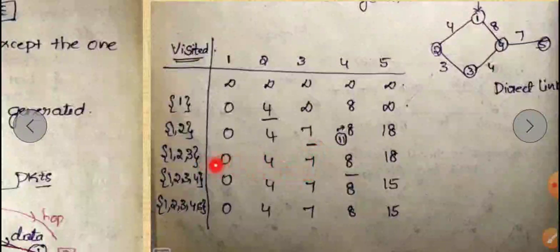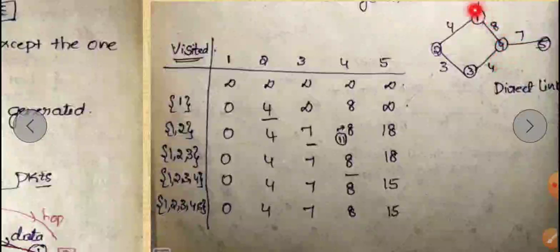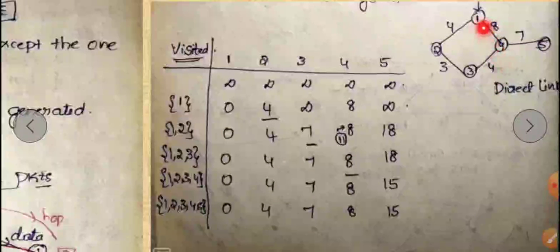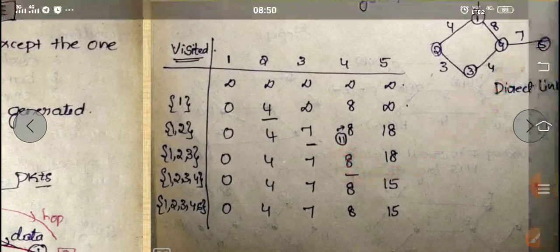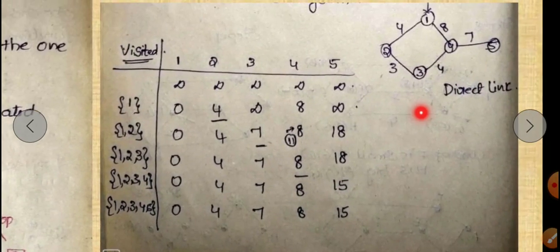For the third router, I already have the values 0, 4, 7. So next I will go from the third router to the fourth. So what is the value? 4 plus 3 plus 4, 8 plus 3, 11. Instead of 11, I keep 8, because I already have a connection with 1 to 4, 8. So I have not changed. Here for 3 to 5, 18.